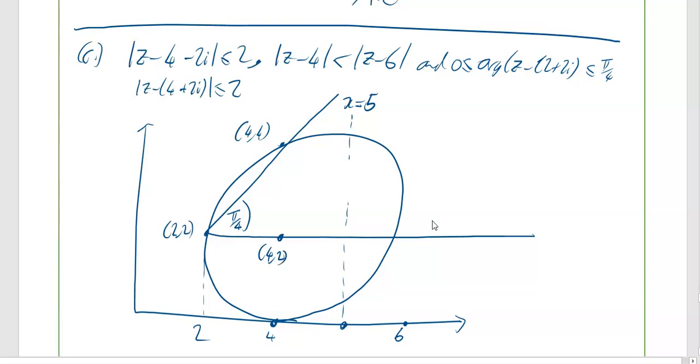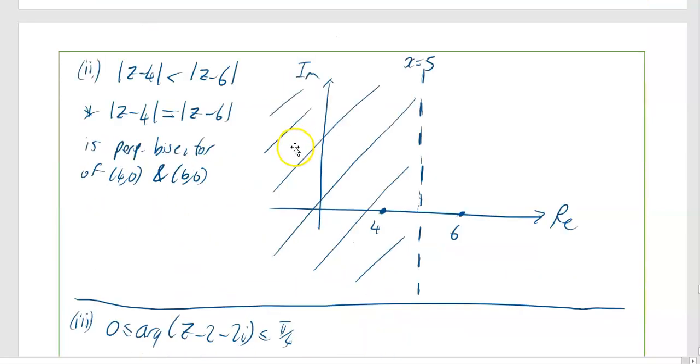And I've drawn all of these things on without the shading. We also had our perpendicular bisector. Remember that equated to x equals 5, the left hand side of x equals 5, and then this was our half line between here. So this was this wee shape in here. So we have three things. We have to combine all three of these from up above.